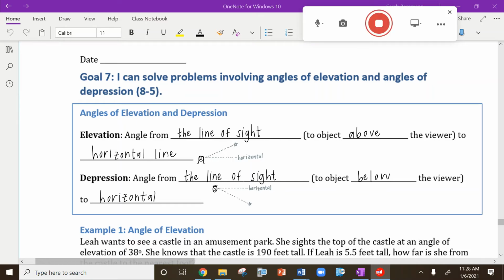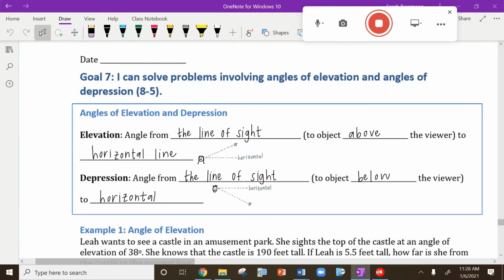Welcome back, everyone. Today we are going to apply trigonometry to real-world problems. This is our last video about trigonometry. We will be learning about angles of elevation and angles of depression.